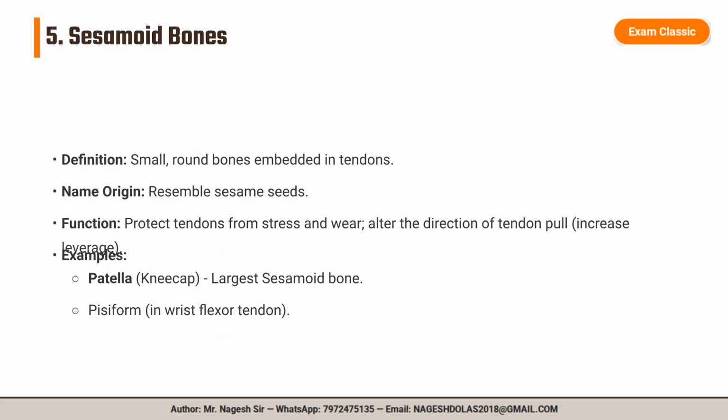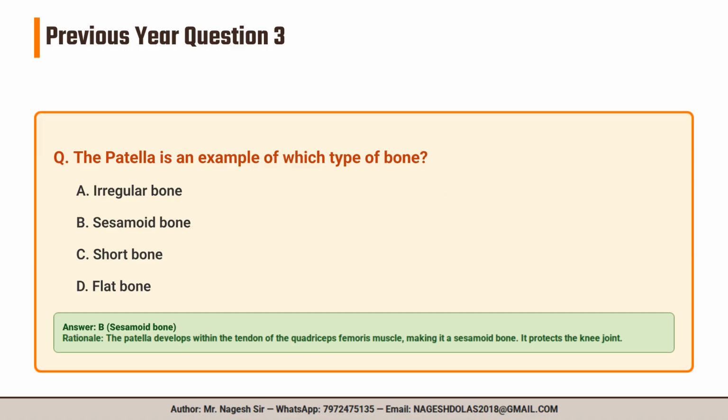calcaneus. Sesamoid bones are small, round bones embedded within tendons, named for their resemblance to sesame seeds. They protect tendons from stress and increase leverage. The largest example is the patella, or kneecap. Previous year question 3 asks, the patella is an example of which type of bone? The answer is B, sesamoid bone, as it develops within the quadriceps femoris tendon.